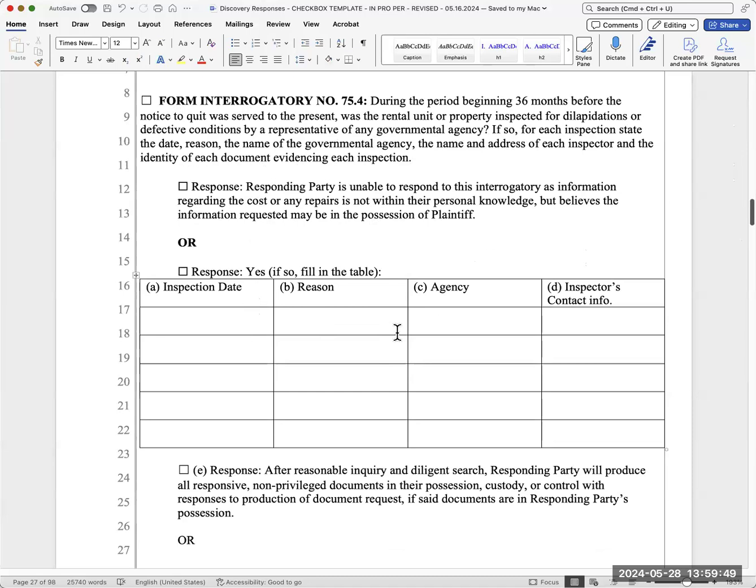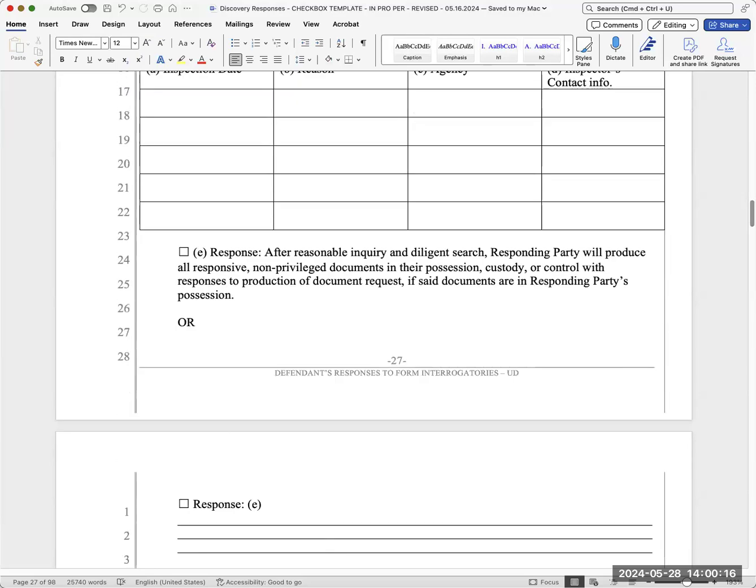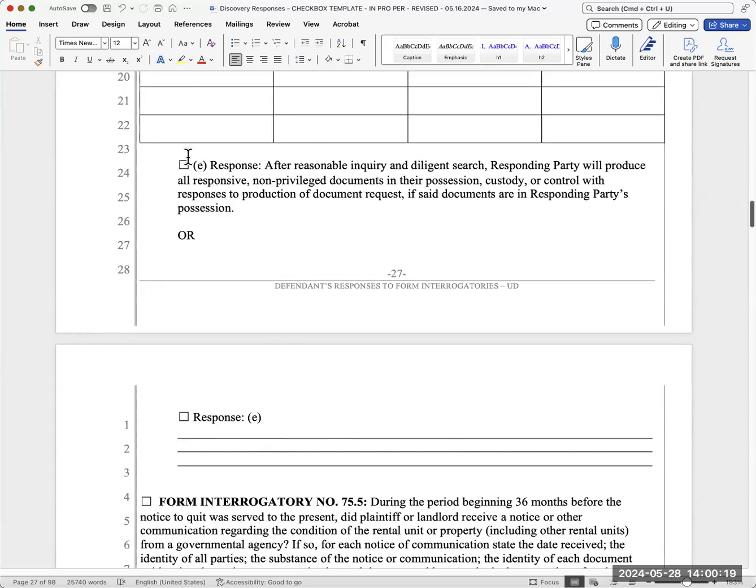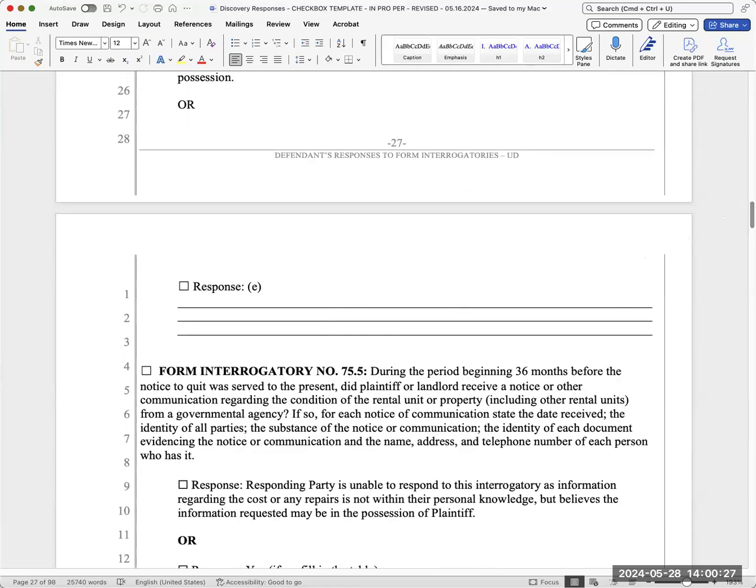Sometimes tenants are the ones that file a complaint with the governmental agency. The government agency comes and keeps the tenant informed of any violations, any notice that was given to the landlord to give them a certain amount of time to do the repairs, and any follow-up inspection. Sometimes that happens. If so, you can put that information here. And then this is about documentation, whether you have it or not. If you included it in your binder, you check the appropriate box.